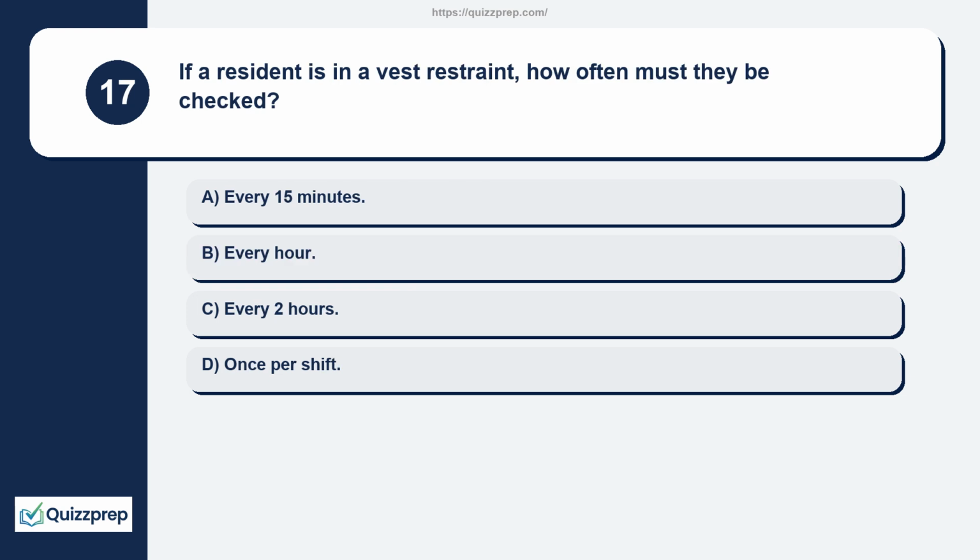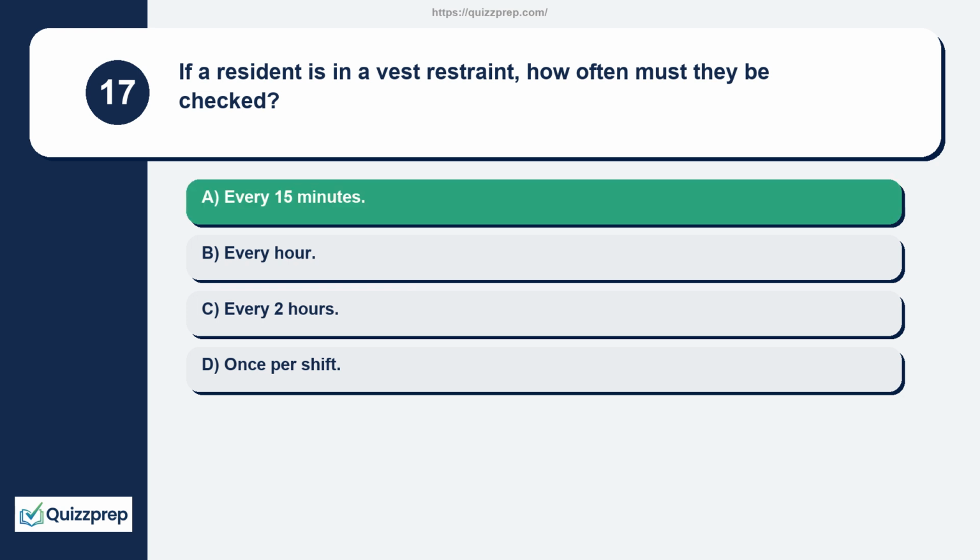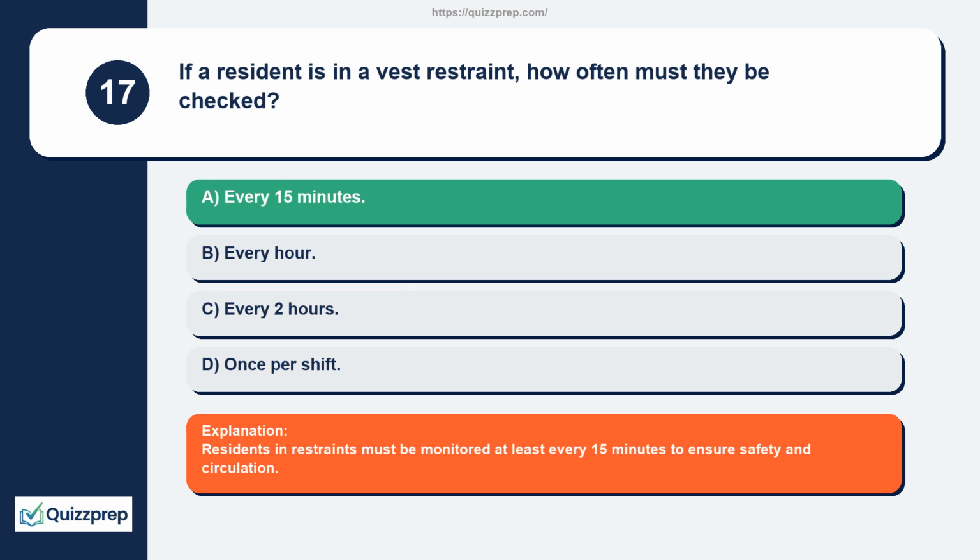Question 17. If a resident is in a vest restraint, how often must they be checked? Every 15 minutes, every hour, every 2 hours, once per shift. Residents in restraints must be monitored at least every 15 minutes to ensure safety and circulation.